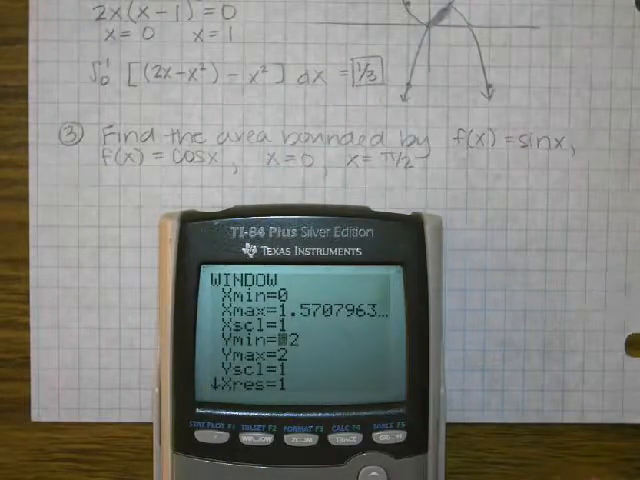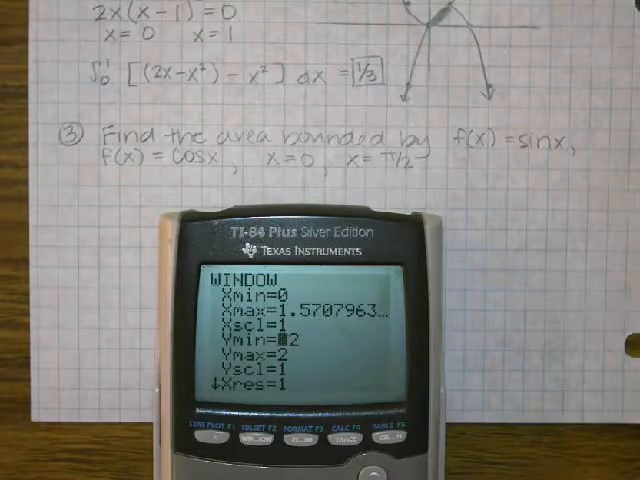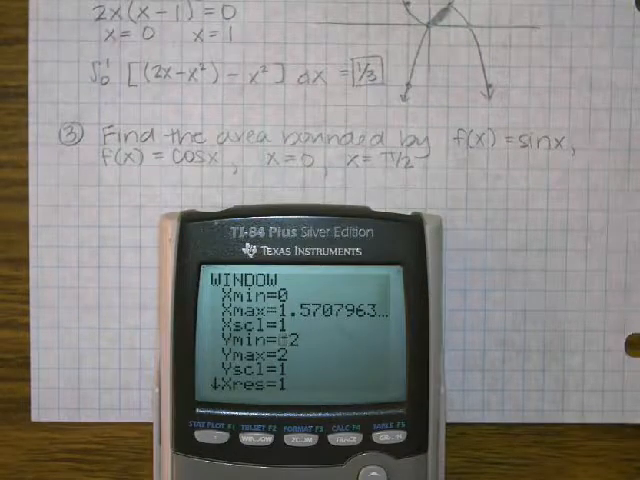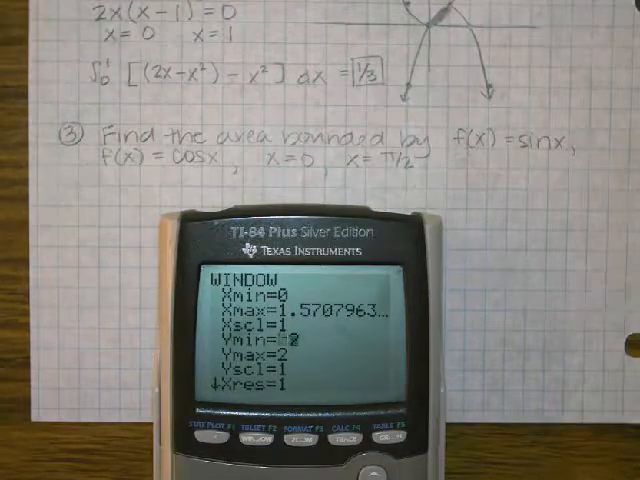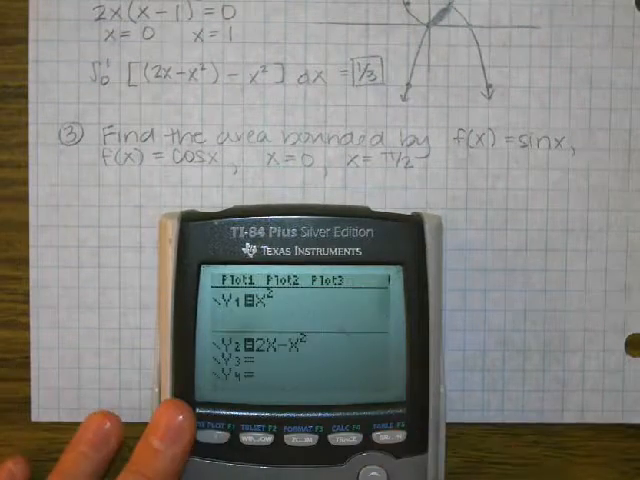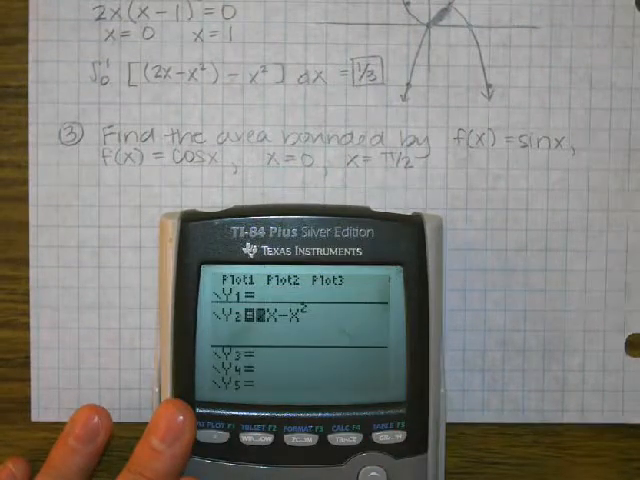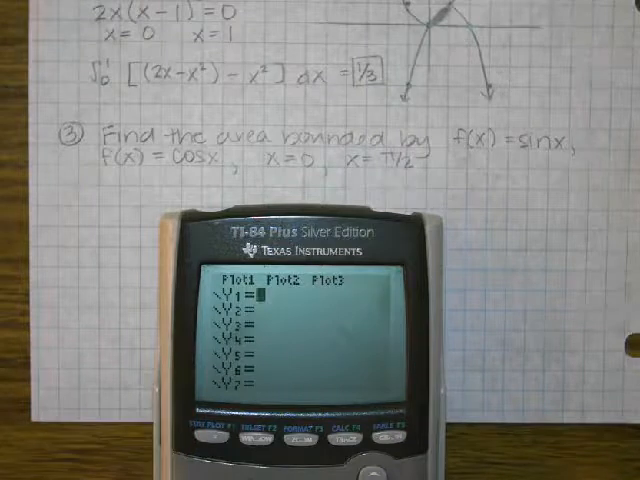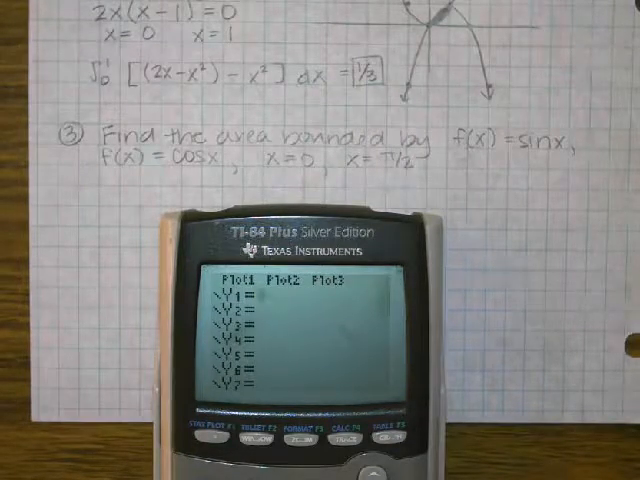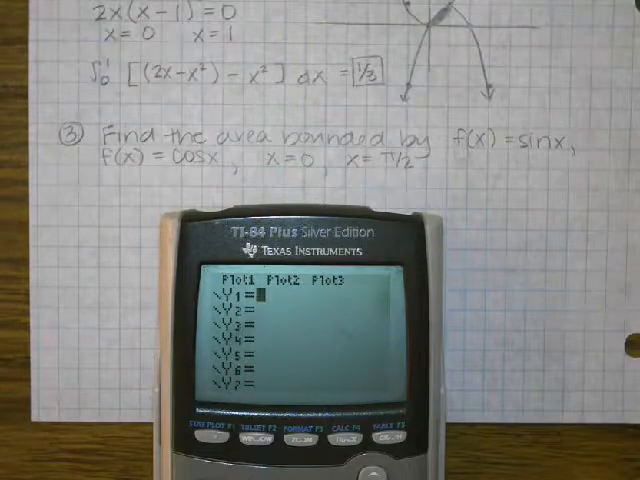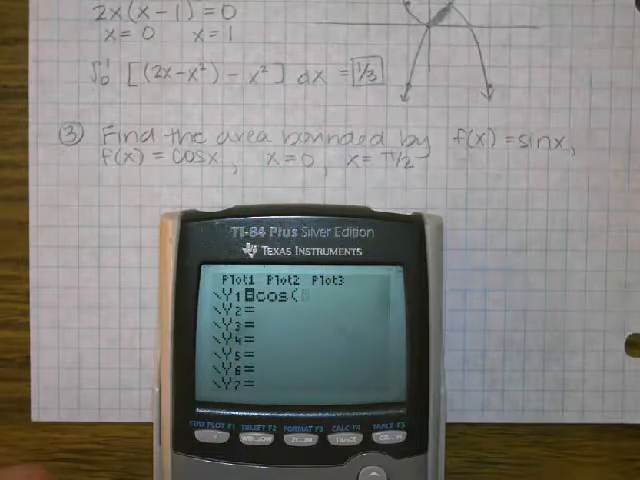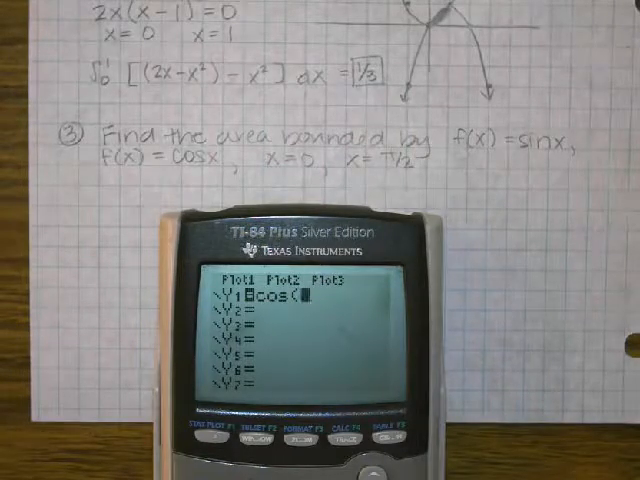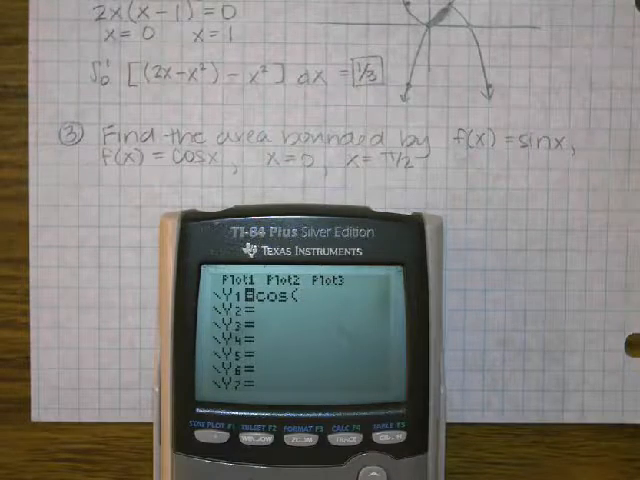Does anyone remember what sine and cosine bounce back and forth between? -1 and 1. So I'm going to say -1 to 1. And then in here I'm going to graph these one at a time so that I can sketch it on my paper, because it's going to be hard for us to know which one's on top and which one's on bottom if I graph them together. So I'm going to go ahead and do cos x.